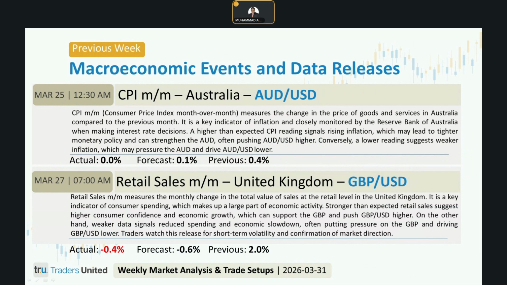A higher than expected CPI reading signals rising inflation, which may lead to tighter monetary policy and can support the AUD, often pushing AUD USD higher. On the other hand, a lower reading suggests weaker inflation, which may weaken the AUD and drive AUD USD lower.